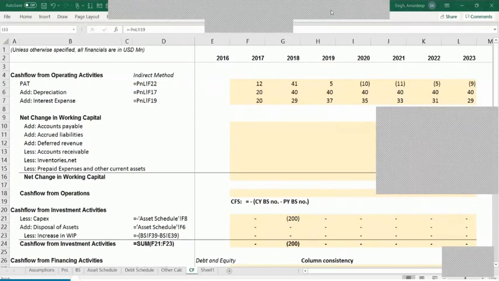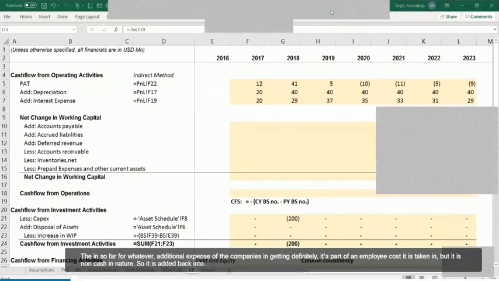So I think Pratmesh, your point is answered. I think you were also referring to the ESOP part. So whatever additional expense that the company is incurring, definitely it's part of an employee cost. It is taken in P&L, but it is non-cash in nature, so it is added back in the cash flow statement.